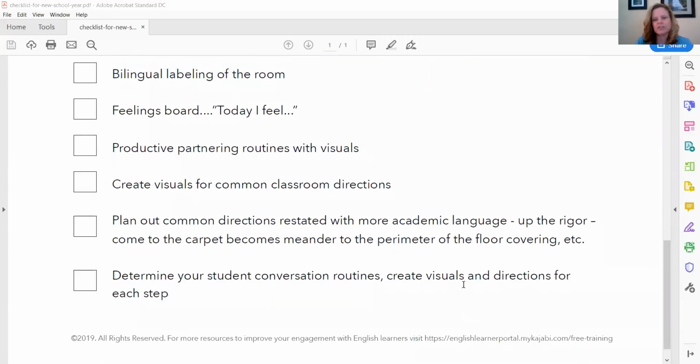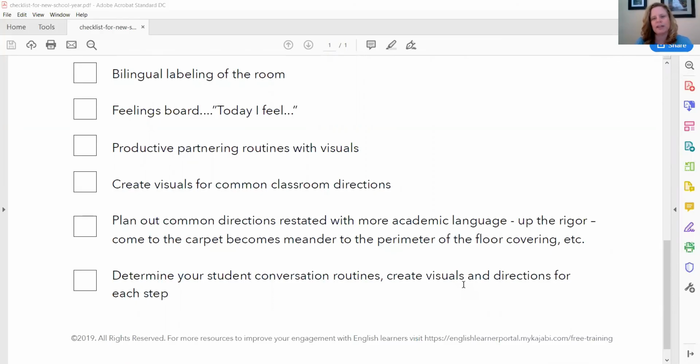Plan out common directions with more academic language, right? Up the rigor. So I've seen this a lot, especially in the younger grades, but a lot in the older grades as well. Where can we model some more sophisticated vocabulary? How can we up the language? So instead of everybody come to the carpet, how might we say that? You might say, sit on the perimeter of the rug.